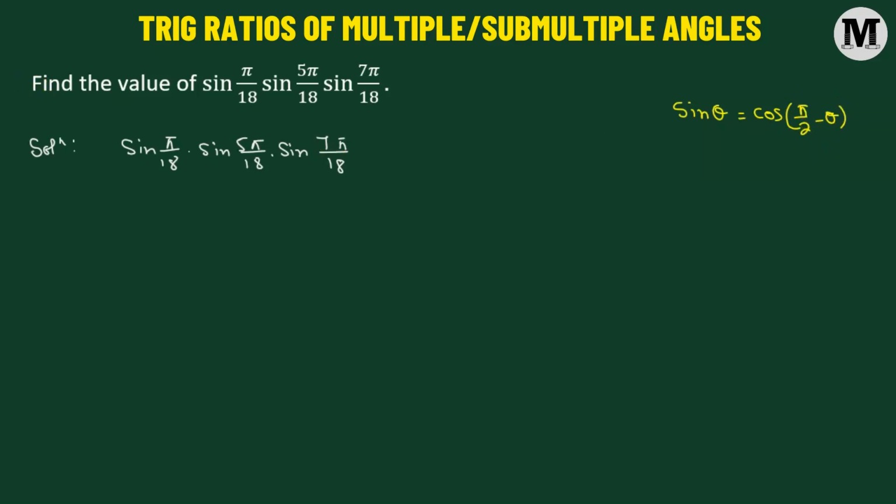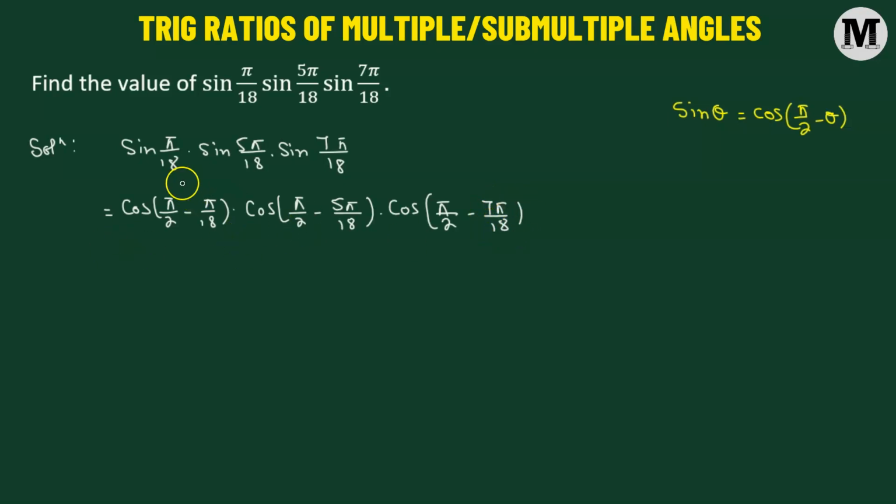Now let's do that. So here we have sine of pi over 18, so that's theta. If we use this particular formula, then we should get cosine of pi over 2 minus theta, so theta will be pi over 18. Similarly, we can convert sine of 5 pi over 18 to its cosine equivalent as cosine of pi over 2 minus 5 pi over 18, times cosine of, so we're converting sine 7 pi over 18 to its cosine equivalent, cosine of pi over 2 minus 7 pi over 18.